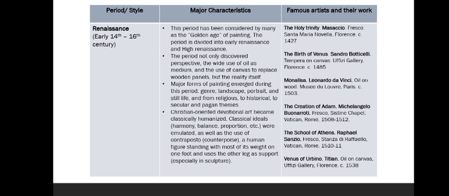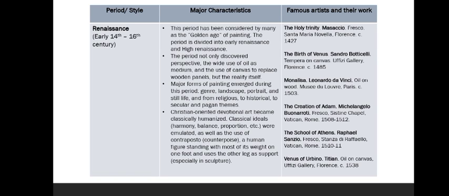The period not only discovered perspective, the wide use of oil as medium, and the use of canvas to replace wooden panels, but the reality itself. Major forms of painting emerged during this period: genre, landscape, portrait, and still life, and from religious to historical to secular and pagan themes.